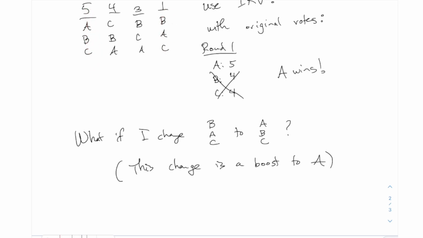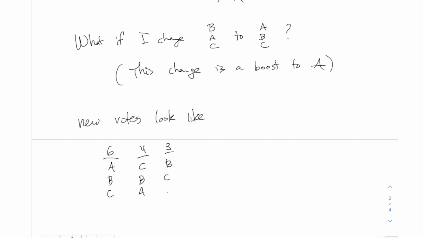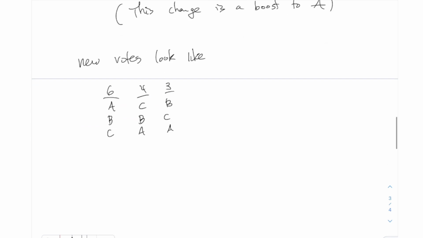So my changed version will have 6 people in the first column, and it will not have that last column anymore. So the new votes look like this: now I have 6 people saying ABC. That was the original 5 plus this other guy who just changed his mind. Then 4 people say CBA, and then 3 people say BCA. All right. What happens now when I do the instant runoff?